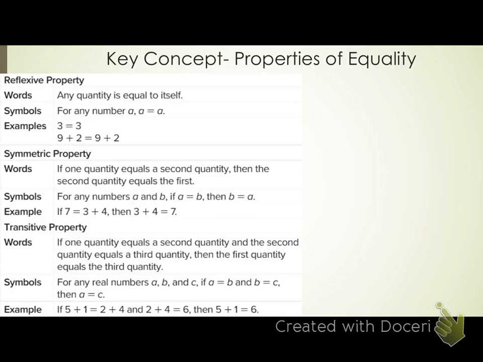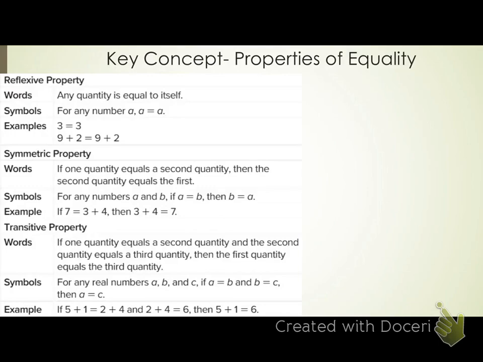Okay, the transitive property, the third one on the slide. If one quantity equals a second quantity, and the second quantity equals a third quantity, then the first quantity equals the third quantity. So this one's kind of like a chain of events here. For any real numbers A, B, and C, if A equals B and B equals C, then I know that A also equals C. Does that make sense?